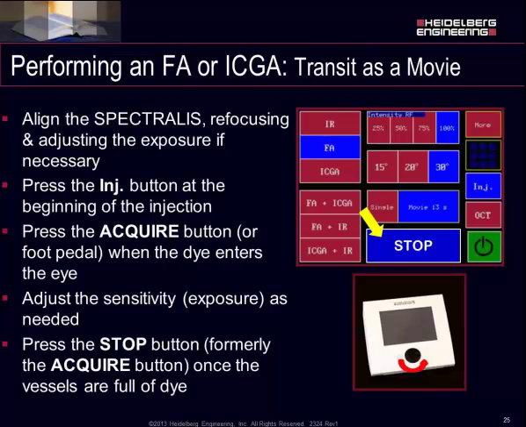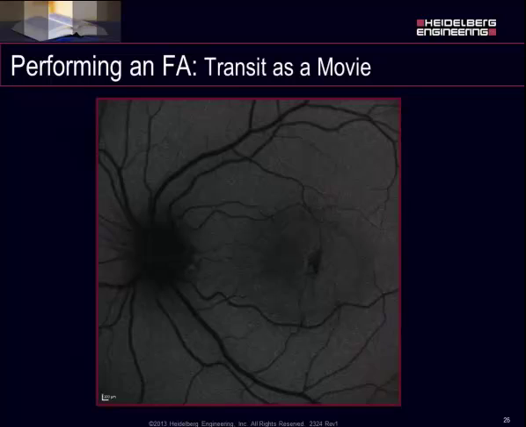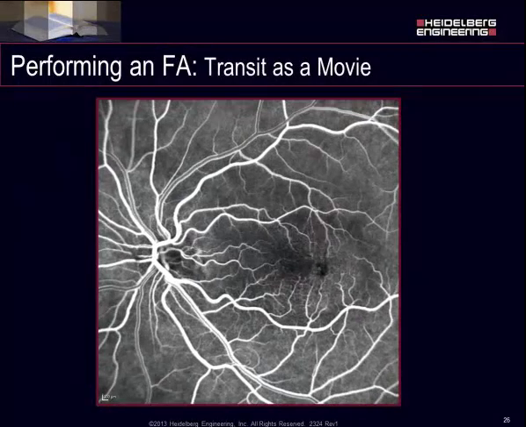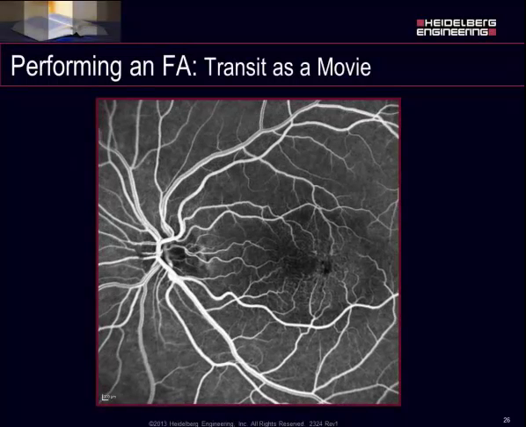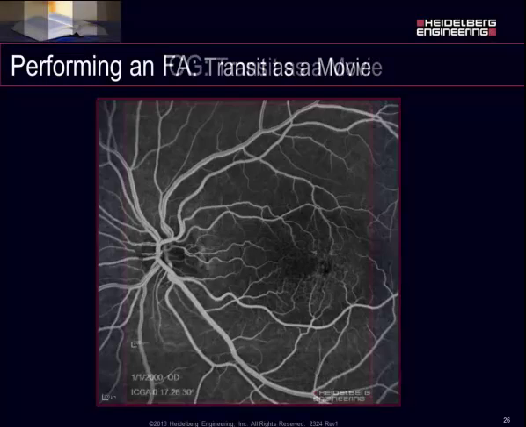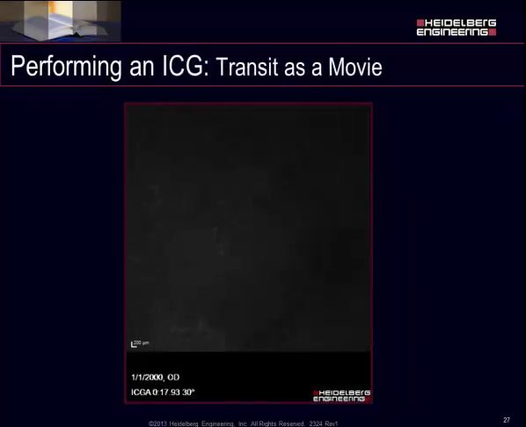So here we're going to look at just a quick example of a fluorescein image, transit phase, and you'll notice how quick it happened. So your movie won't be very long, but it's important to realize that you're going to see everything that happens in the eye during the transit phase. And here is another transit phase, but with an ICG.